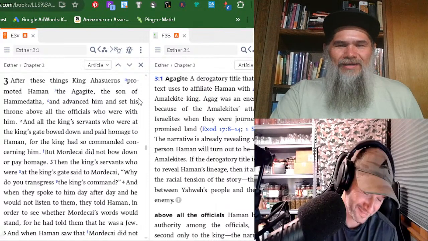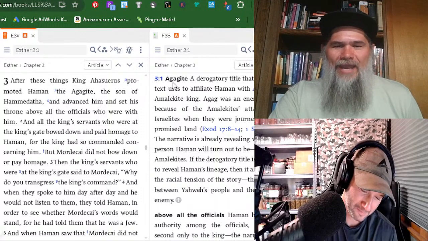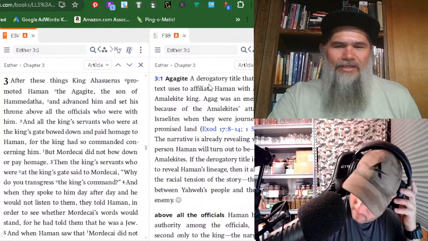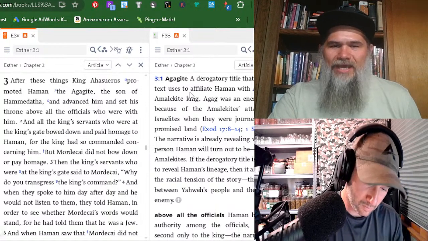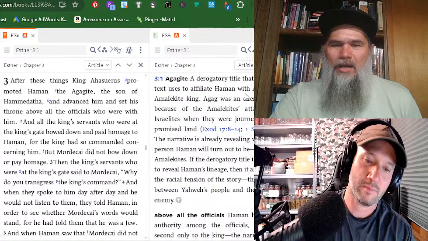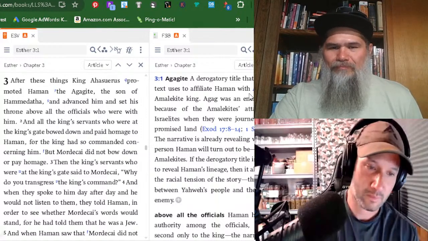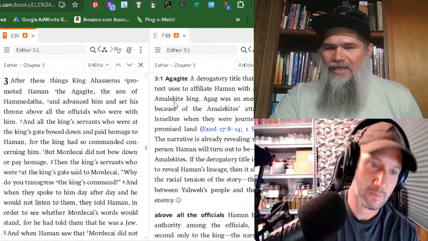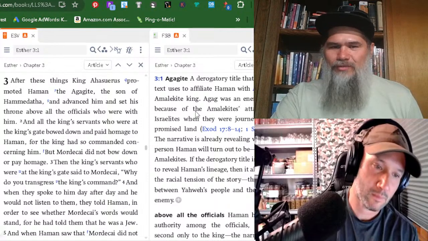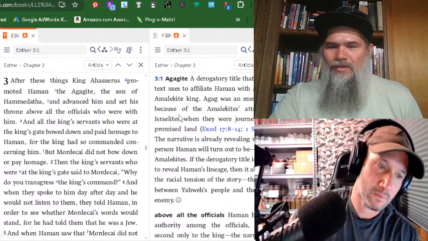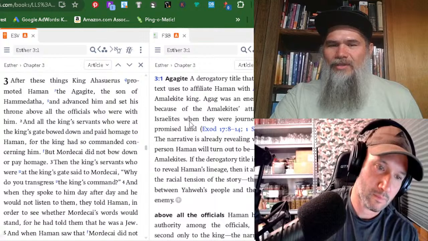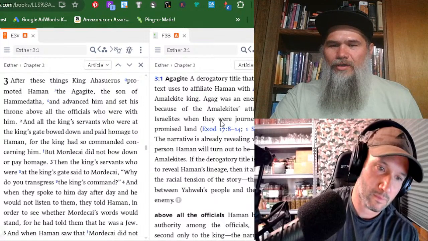Well, if you look at the Faith Life Study Bible on the right, it says Agagite, a derogatory title that the Hebrew text uses to affiliate Haman with Agag, the Amalekite king. Agag was the enemy of Israel because of the Amalekites' attack on the Israelites when they were journeying through the Promised Land.